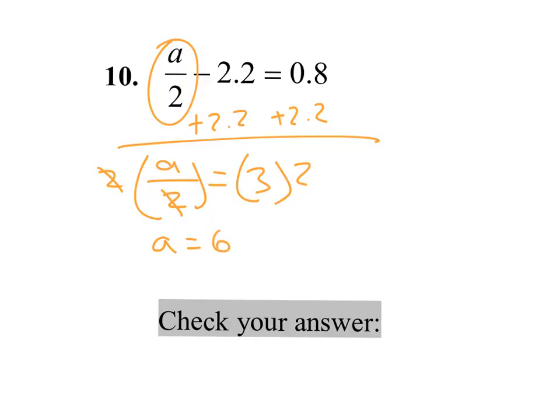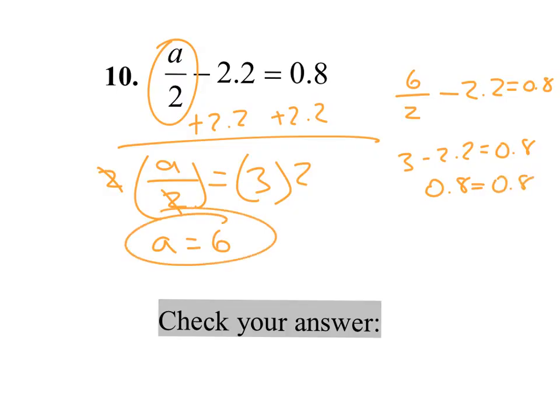Let's check it and make sure. So we're going to substitute that in. So we've got 6 divided by 2 minus 2.2 equals 0.8. 6 divided by 2 is 3. 3 minus 2.2 equals 0.8. Let's see if that's true. So 3 minus 2.2 is 0.8. Does that equal 0.8? Yes, it does. So that solution checks. Okay, on to the story problems.